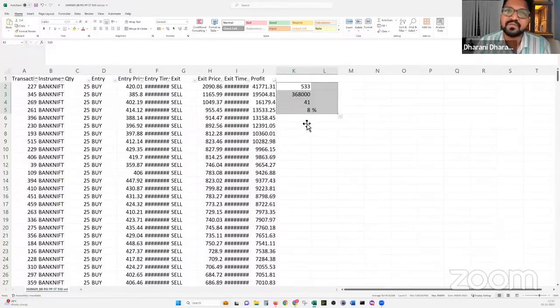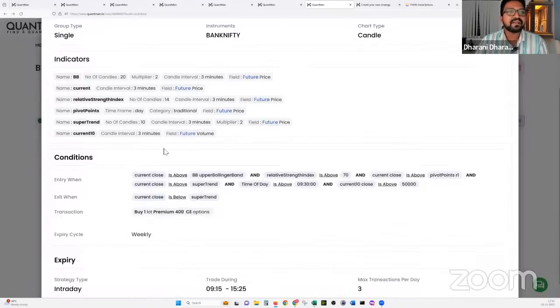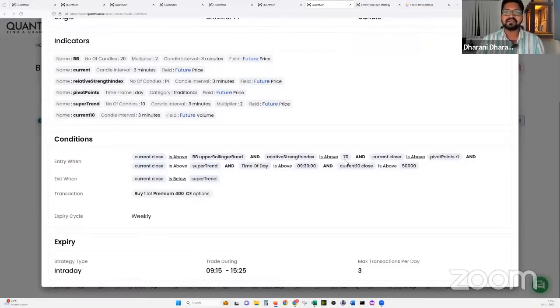So now you guys let me know. Just 8% of trades contribute to the entire profit. Is it possible for you to sit before the system, check every 3 minutes whether the current candle closes above the upper Bollinger Band, where RSI is above 70, current candle closes above the level of R1, closes above the super trend, time of the day is above 9:30, and current candle close volume is above 50,000? And the immediate second you place an order near 400 rupees of premium and exit the trade whenever it closes below the level of super trend. It's not at all possible.